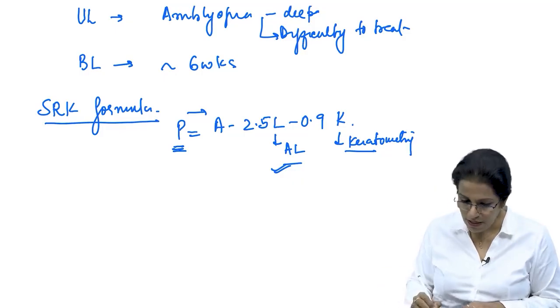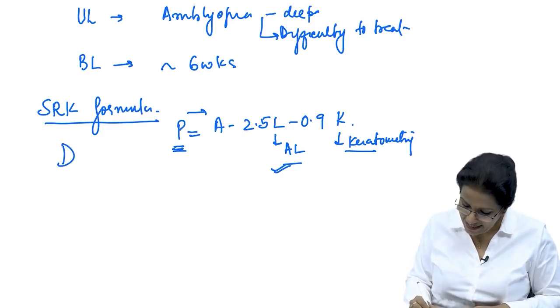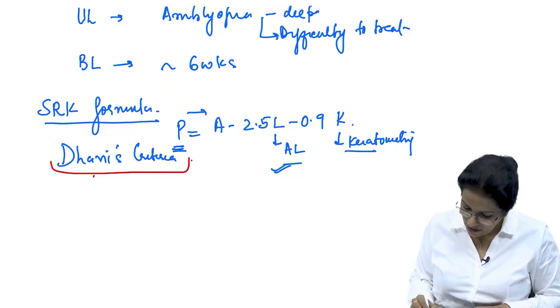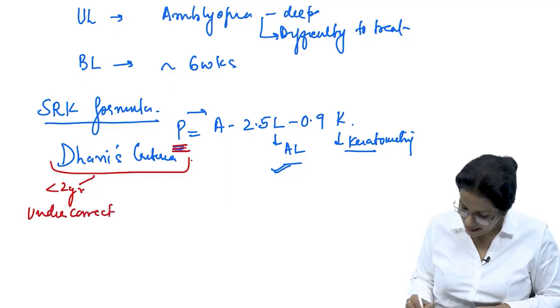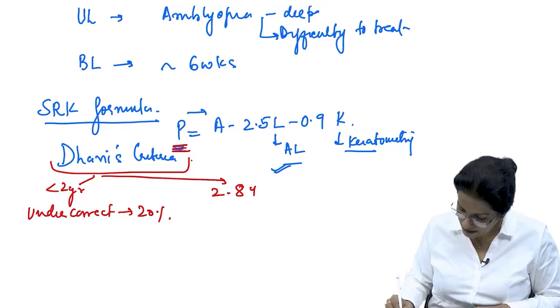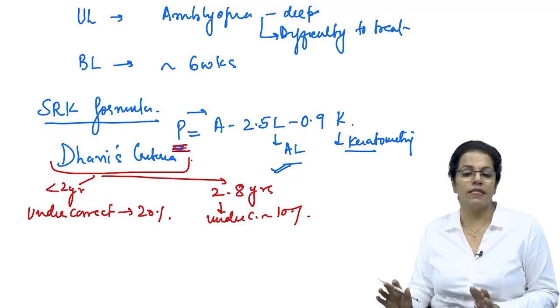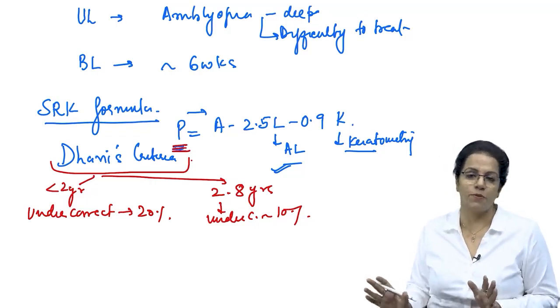So therefore, what is Dhani's criteria? Dhani's criteria says that if you are operating on a child of less than 2 years, then whatever p-value you are calculating, undercorrect it by 20%. And if the patient is between 2 to 8 years, then you undercorrect by 10%. Okay? So this is Dhani's criteria and you should know about it.